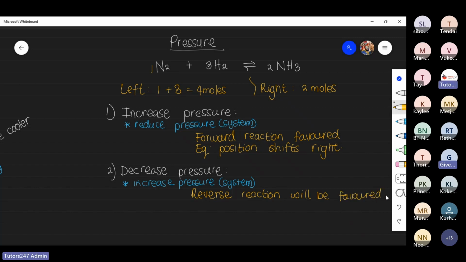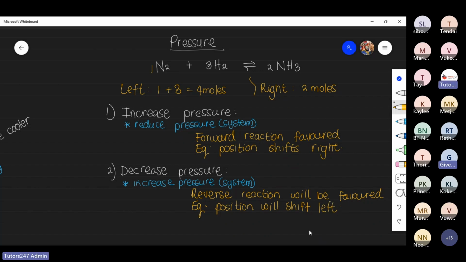And what about our equilibrium position? Because we are moving in the reverse direction, our equilibrium position will shift left. Okay, so that's all that's happening.